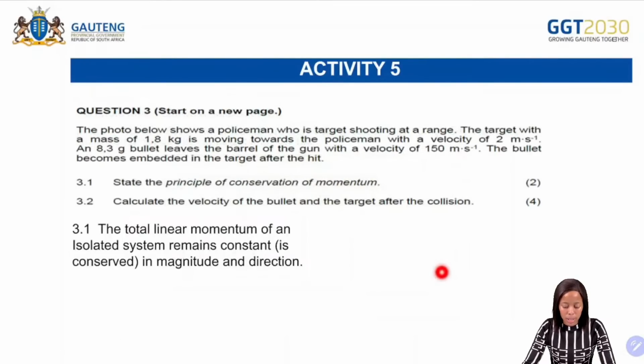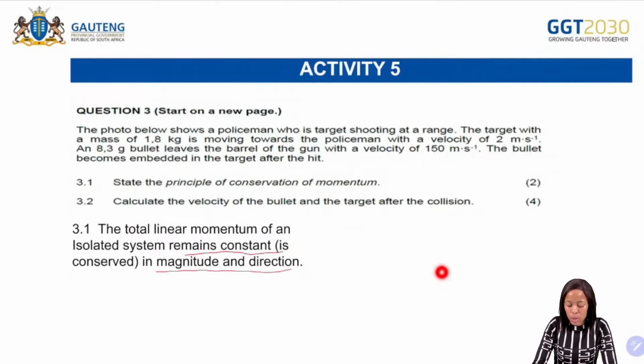So the total linear momentum of an isolated system remains constant, or is conserved, in what? In magnitude and in direction. So again, remember your definitions: either 2 marks or nothing. And remember, you need to define according to what? According to the examination guideline.